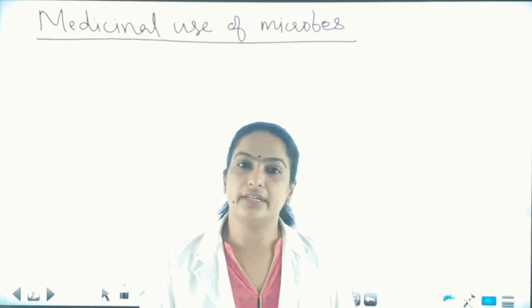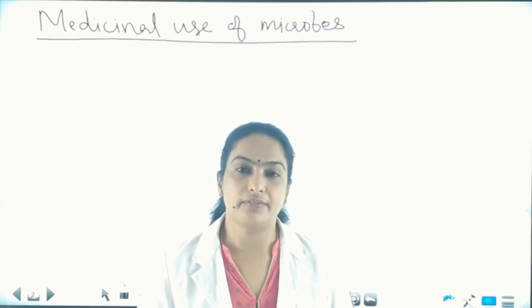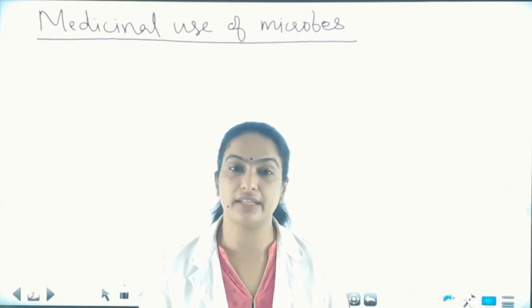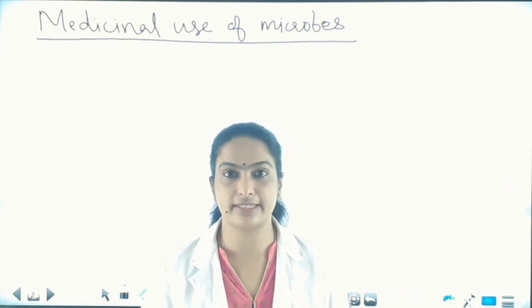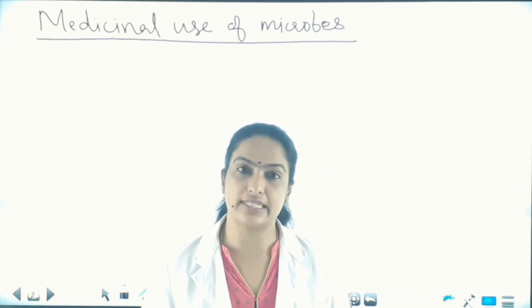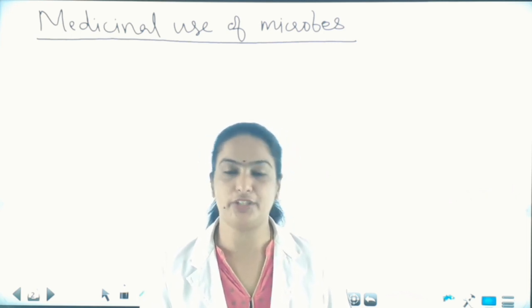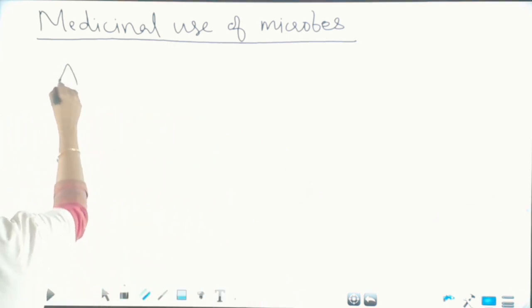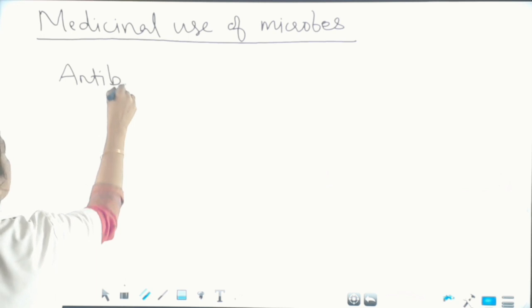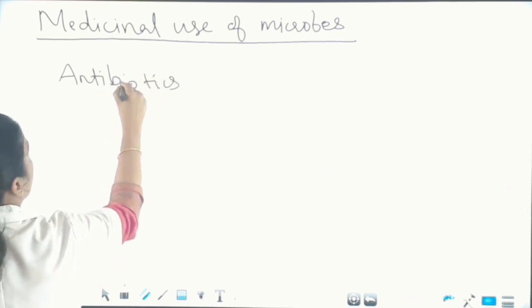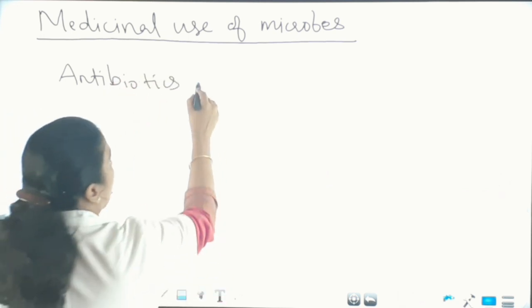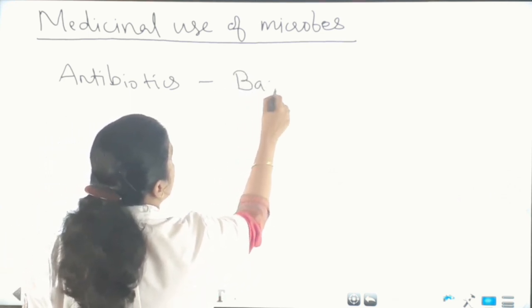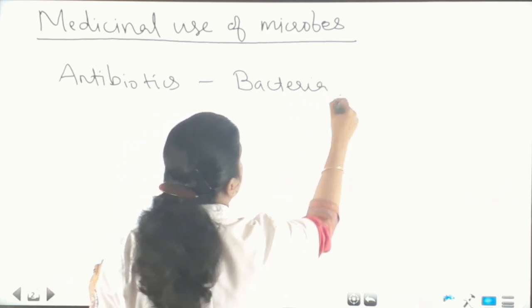When we fall sick, we go to the doctor and the doctor may prescribe antibiotics in the form of injection or tablets. So these antibiotics are prepared from microbes. The microbes are used for the preparation of medicines such as antibiotics. The important microbes which are used for making antibiotics are bacteria and fungi.